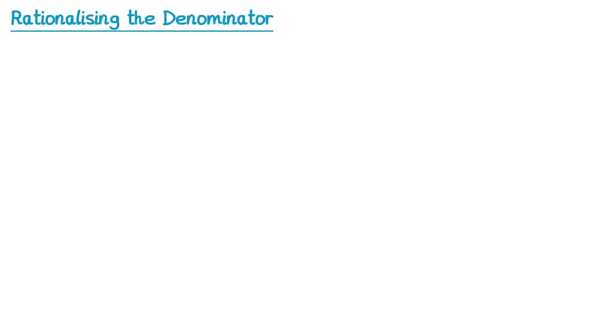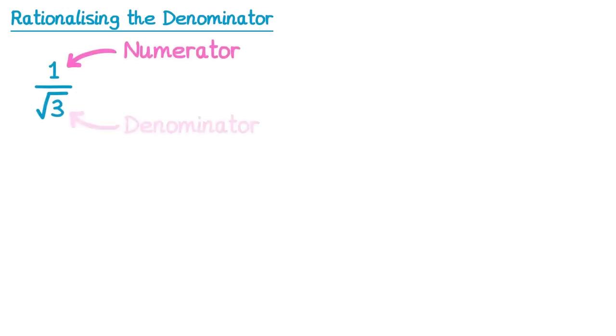Imagine we had the fraction 1 over the square root of 3. The number on the top here, the 1, is the numerator, and on the bottom we have square root 3, which is the denominator. For this video, we're interested in the denominator.